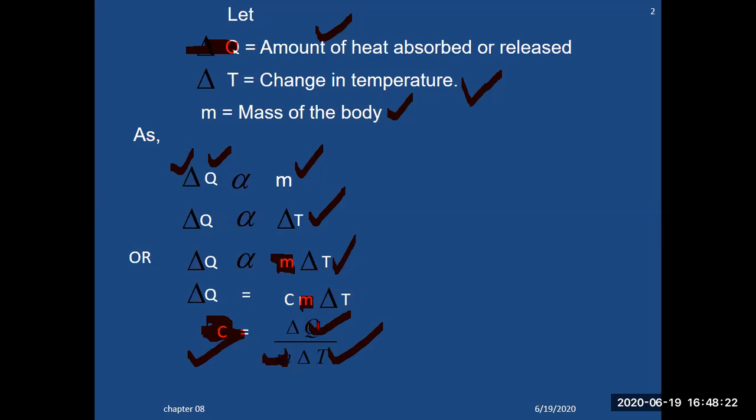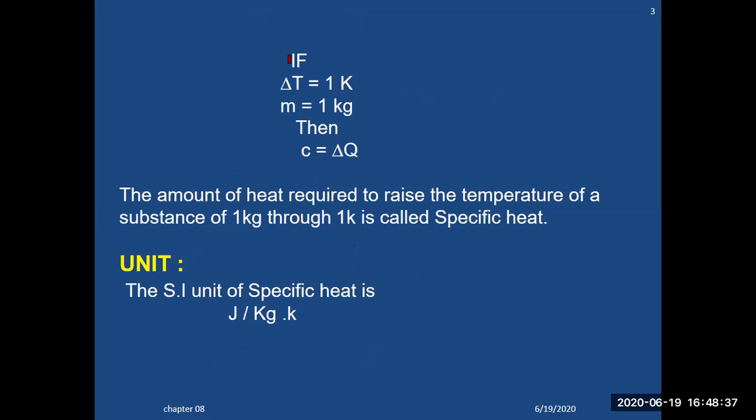C is equal to del Q, the amount of heat which you are supplying, and then what amount of temperature has changed, of what mass. So if del T is equal to 1 K and mass is 1 kg, then C is equal to del Q. It means whatsoever the amount of heat you provide to the substance, it will be used to increase the temperature of the substance.